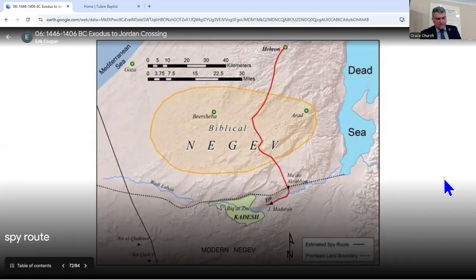But let's continue with verse 5. Then Moses and Aaron fell on their faces in the presence of all the assembly of the congregation of the sons of Israel. And Joshua, the son of Nun, and Caleb, the son of Jephunneh, of those who had spied out the land, tore their clothes. And they spoke with all the congregation of the sons of Israel, saying, the land which we passed through to spy out is an exceedingly good land. If the Lord is pleased with us, then he will bring us into this land and give it to us, a land which flows with milk and honey.